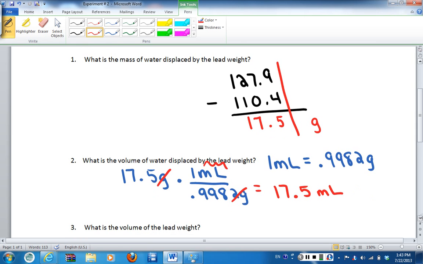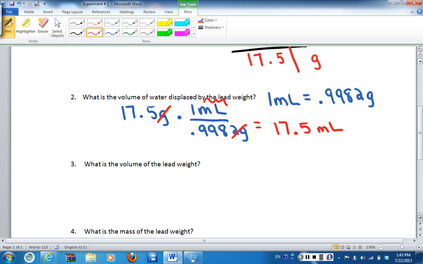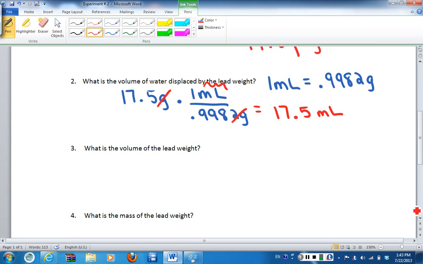The next part of the question asks for what is the volume of the lead weight, and they are exactly the same. If you did your pre-reading for the introduction of experiment 2, you see that the volume of water displaced is also going to be the volume of the lead weight. So this one, we don't even have to do a calculation for, okay, because they are the exact same.